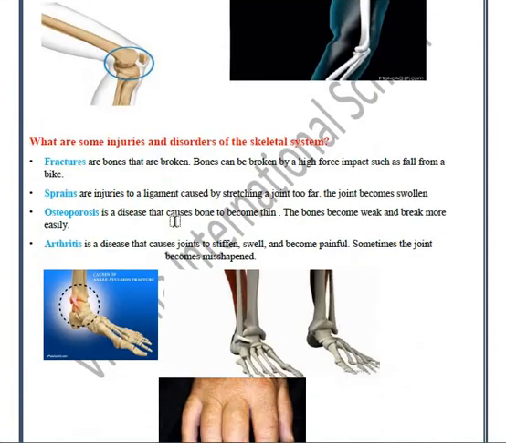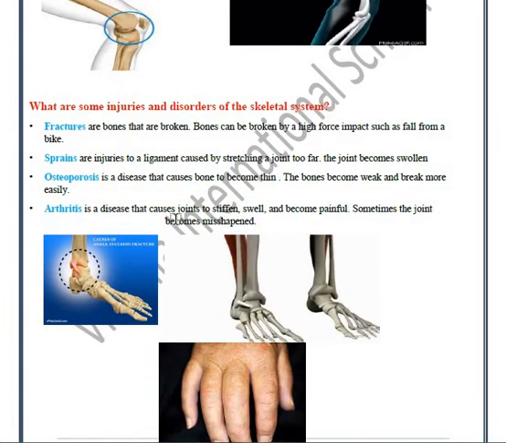Okay. The last thing inside this skeletal system, we're gonna study some injuries and disorders that can happen to the skeletal system. What could happen to the skeletal system? Simply, the bones may be broken, right? Any break in the bone is called a fracture. So fracture means that the bones are broken.